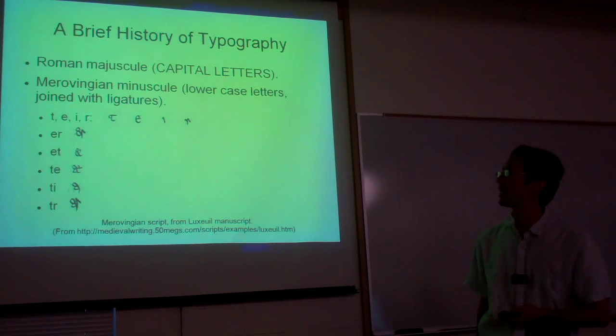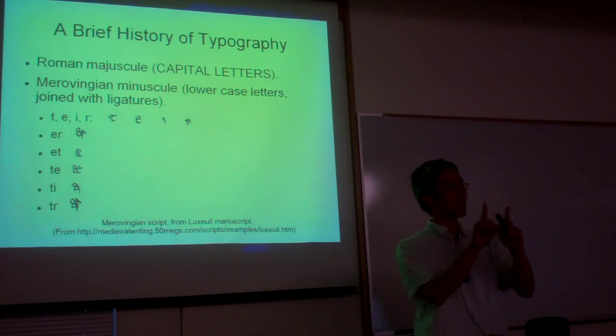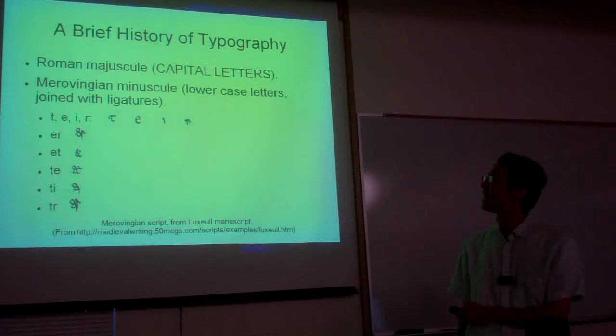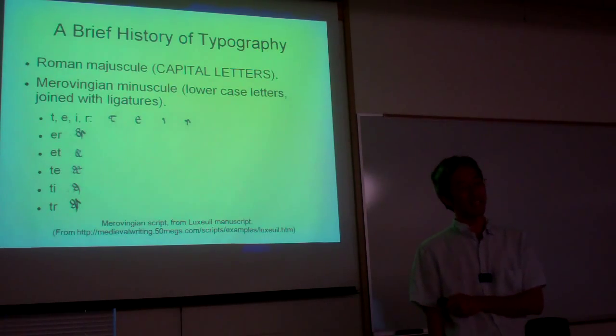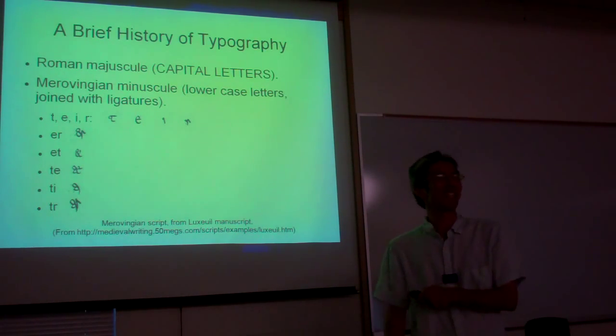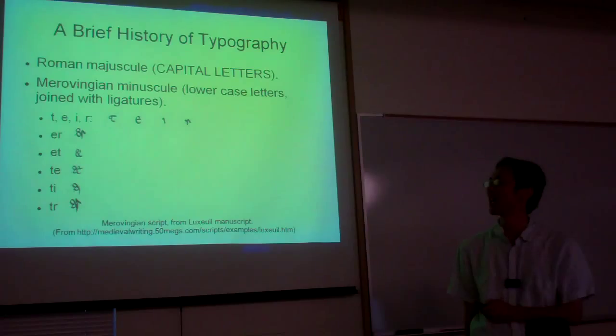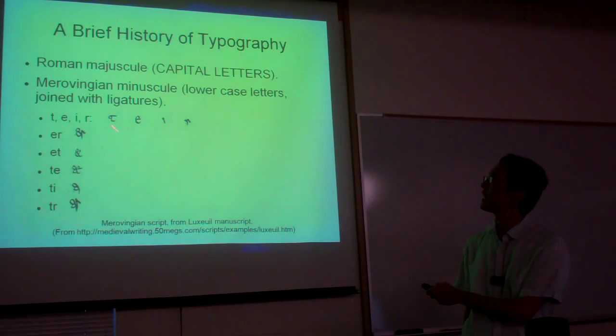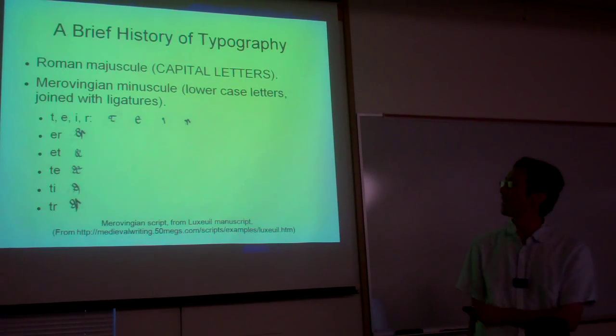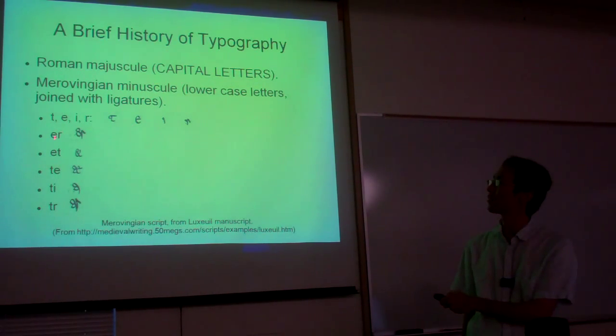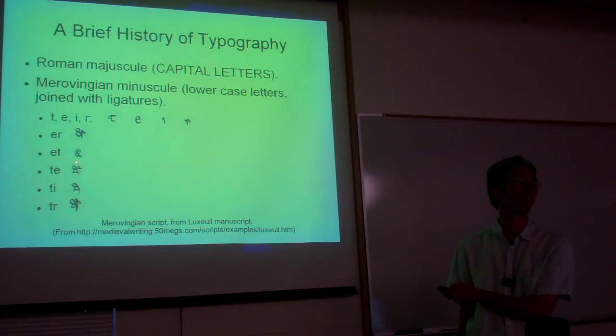Where things get complicated is that when you put these letters next to each other, there's this really complicated system of ligatures that join the two letters. So you can think about this as variations on cursive writing. If I put an E and an R next to each other, I end up with something that looks like that. If I put an E and a T next to each other, I end up with something that looks like that. And you can actually see where that goes.